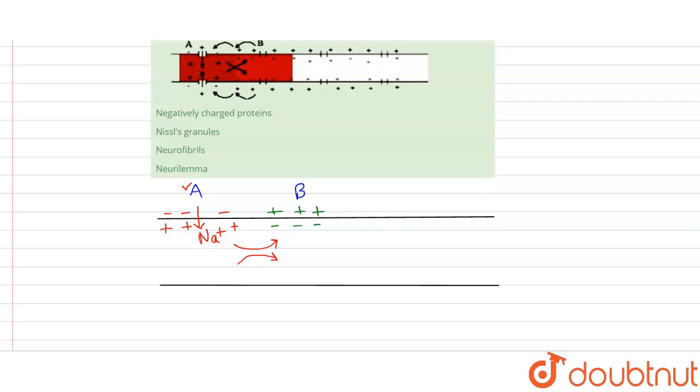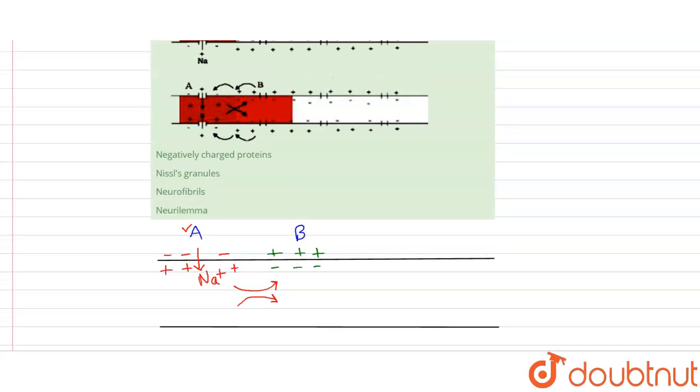So that's why we will now see the options. First option is negatively charged ions. Second option is nissl granules. The third option is neurofibril. The fourth option is neurilemma.